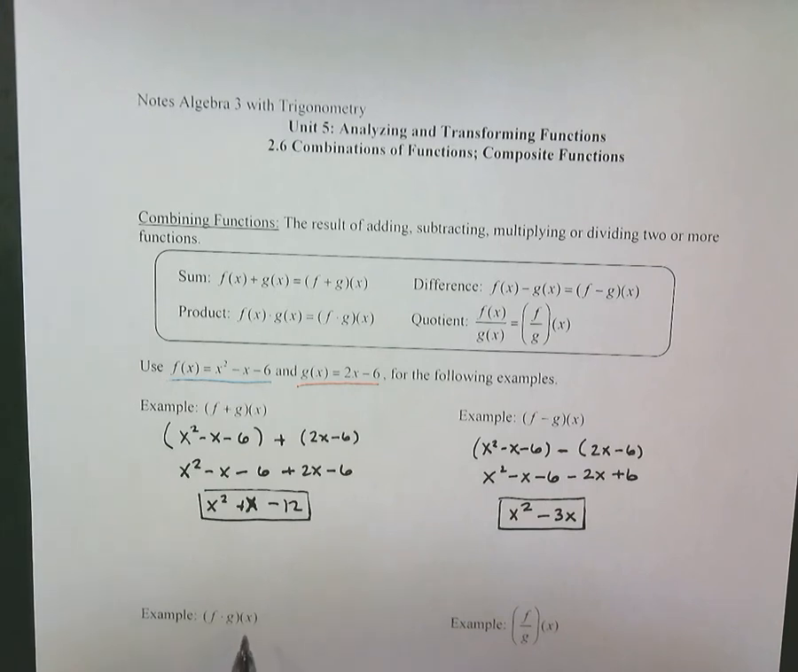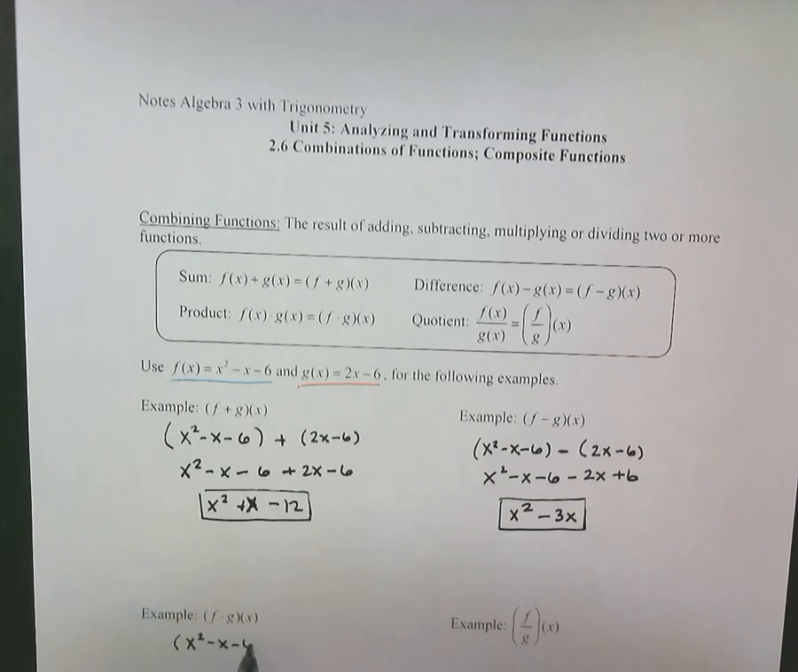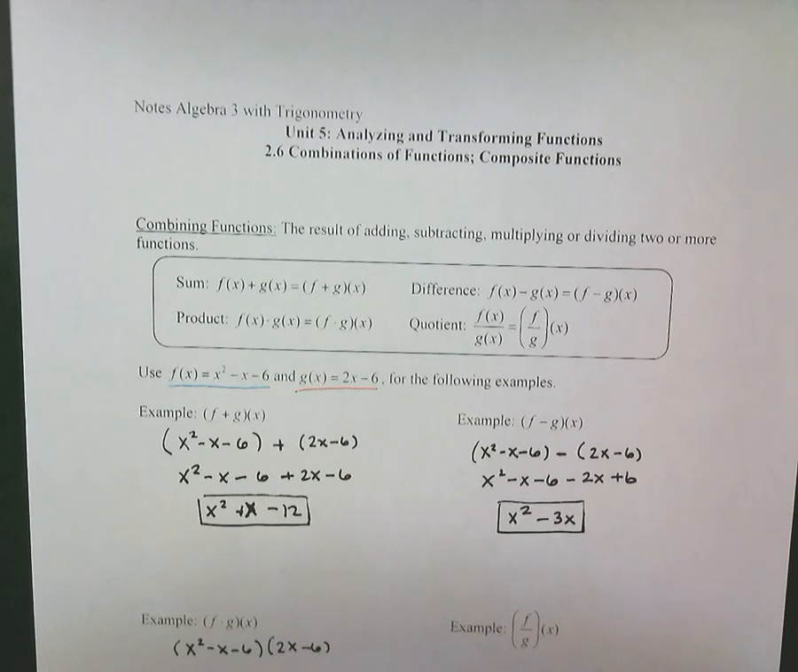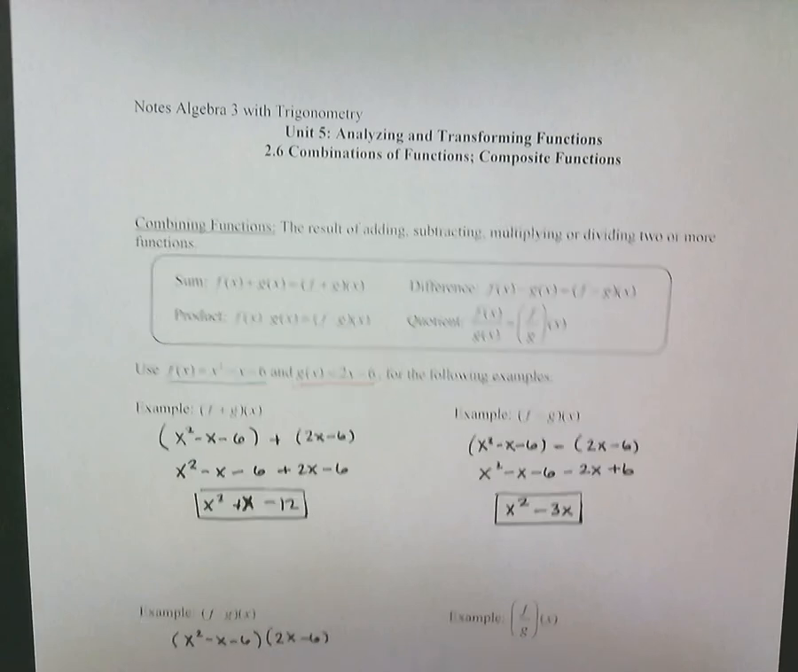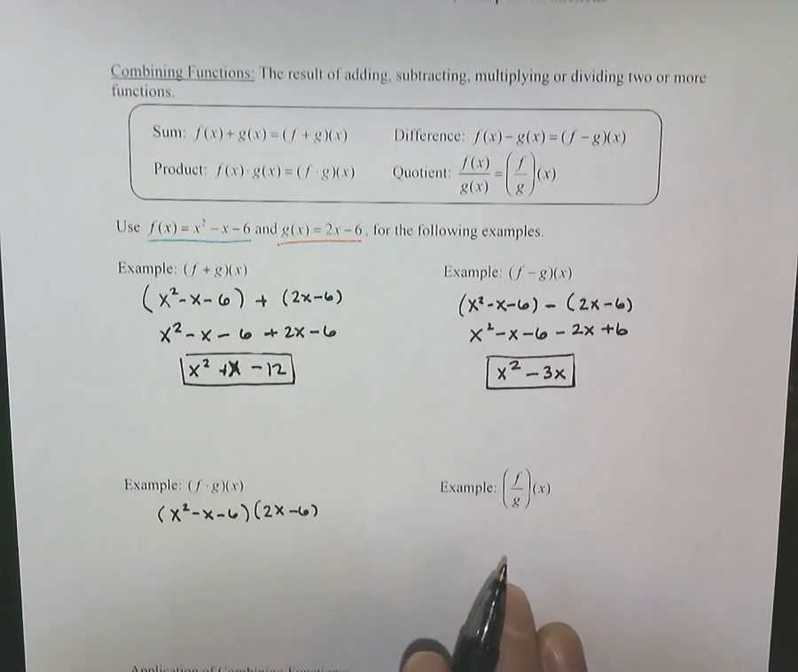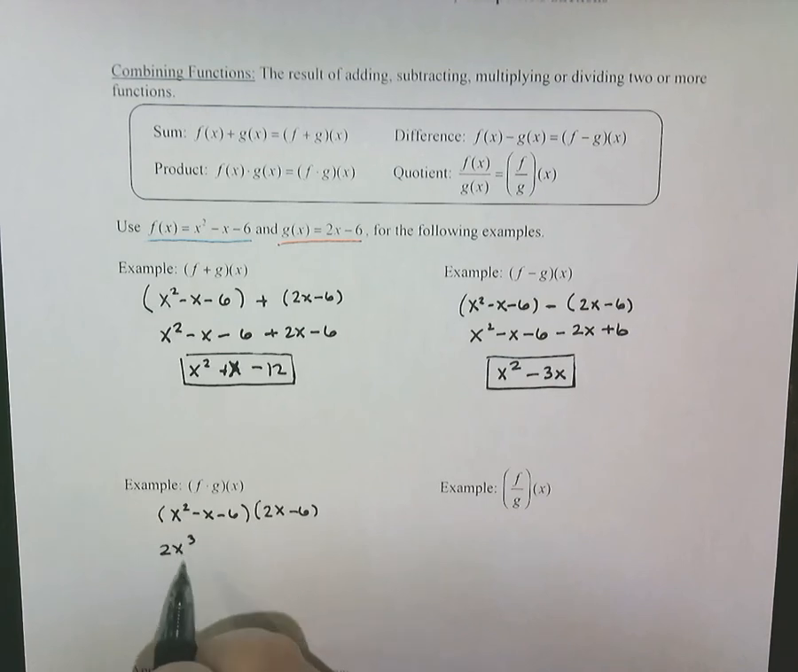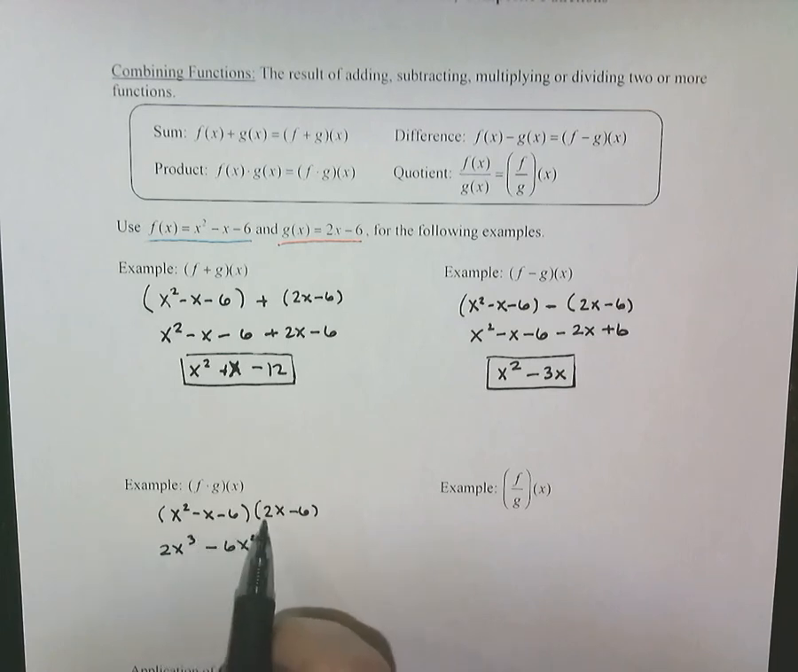If I want to multiply the two, parentheses are necessary here. So I get x squared minus x minus 6 multiplied by 2x minus 6. And when I'm multiplying, I like to keep it very organized. So I try to write as neatly as possible because I do not always write very neatly. So first multiply x squared times 2x, I get 2x cubed. x squared times negative 6 gives me negative 6x squared. Negative x multiplied by 2x gives me negative 2x squared.